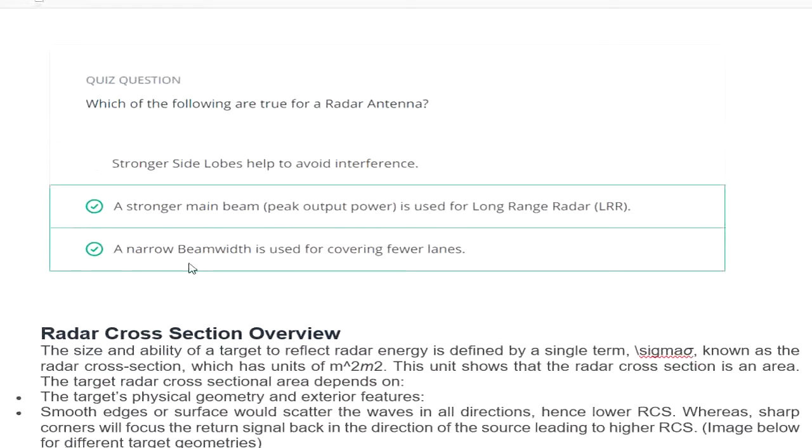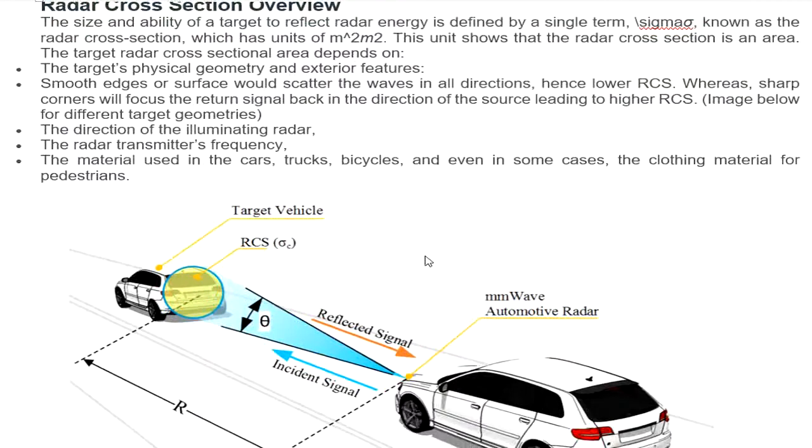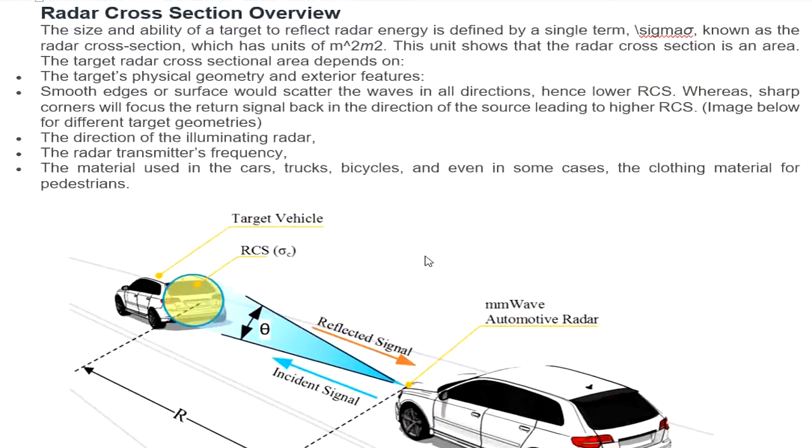A narrow beam is used for corridor field length, right? And okay, one important thing for the radar right here is the RCS. The radar cross section, the size and ability of the target to reflect the radar energy, is defined by a single term, sigma, as the radar cross section. So the unit of radar cross section is area.